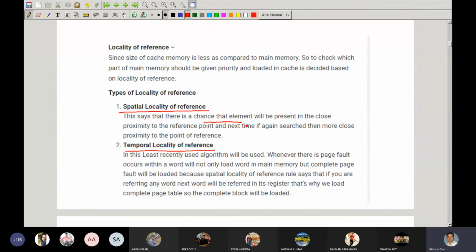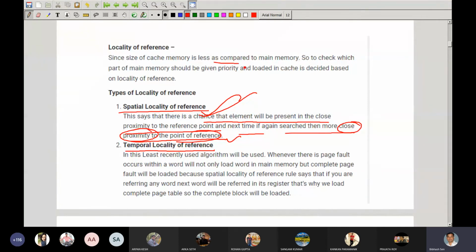Spatial locality means there is a chance that an element will be present in close proximity to the reference point, and next time it is again searched in even closer proximity to the point of reference. You always search the close proximity of the reference point. Now when you are searching, this is the chance. There is a spatial locality of reference.